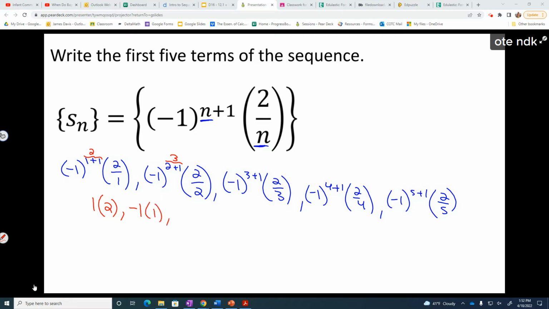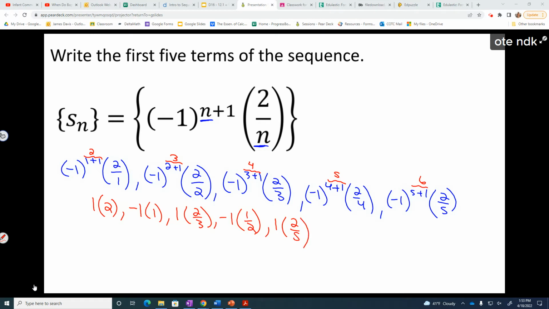Our next term is negative 1 to the 4th power, right? Positive 1. Times 2/3. Next one is the 5th power. What's negative 1 to the 5th? Negative 1. 2/4 is a half. Negative 1 to the 6th power. Positive 1.